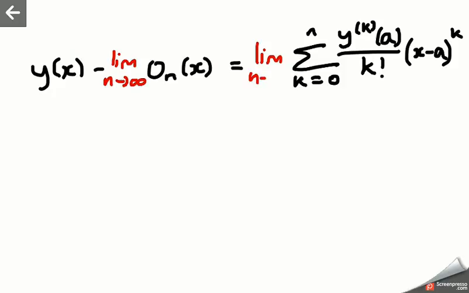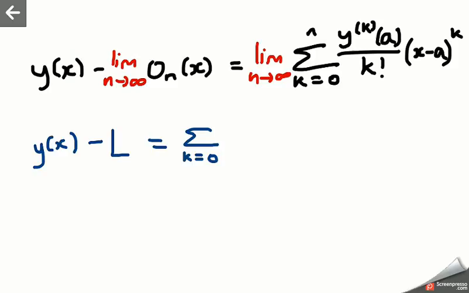Well, to rewrite that, we now have y of x minus, and last time we called the limit as n tends to infinity of Rn of x, we called that L. Let's continue to do so. So y of x minus L is equal to the sum from k equals 0. Well, we're taking the limit as n gets to infinity. In other words, as we keep adding on more and more terms, what number does this side get closer and closer towards? Well, as we keep adding more and more terms on, it gets closer and closer to some number, and that number is what this infinite sum is supposed to represent.